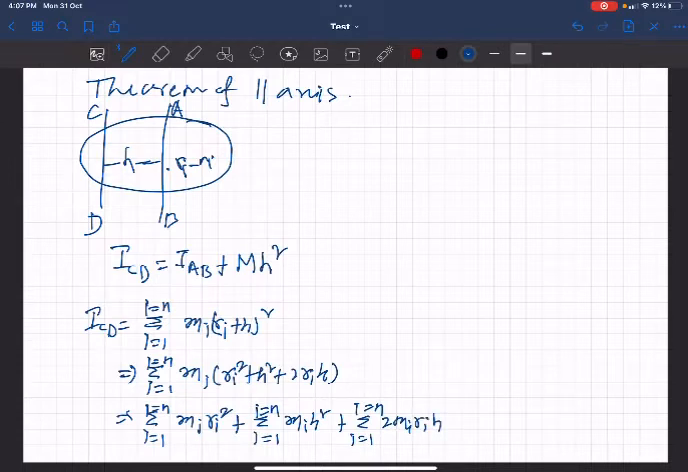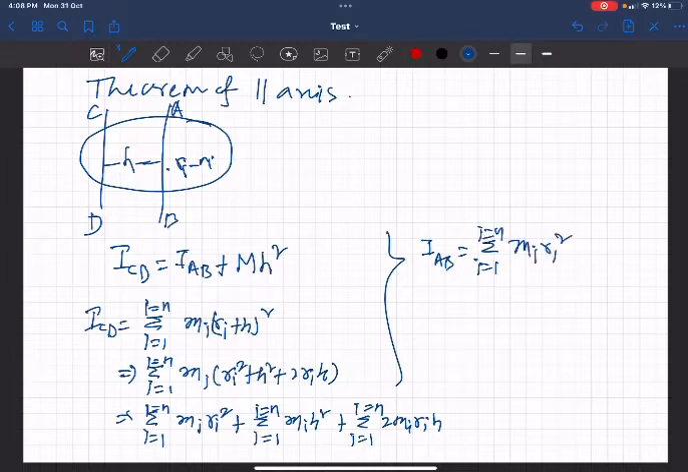You'll see that the value of I along AB is equivalent to sigma i equal to 1 to i equal to n, Mi into Ri square. How come? When we place the values M1 R1 square, M2 R2 square, and so on, it comes out to be the same thing.